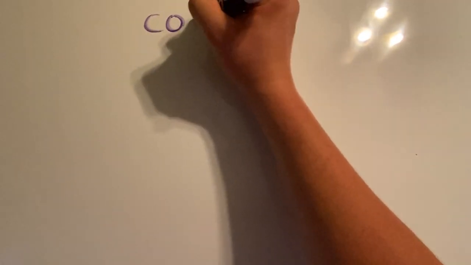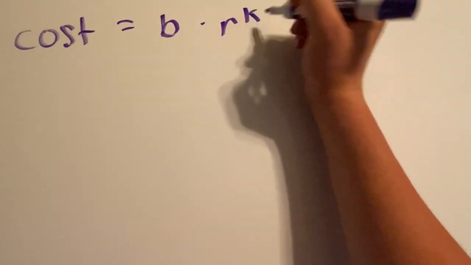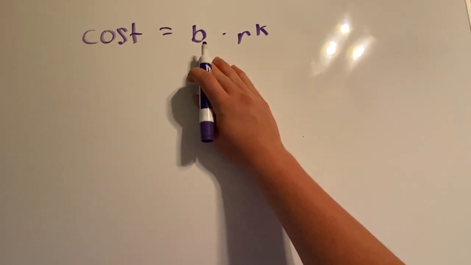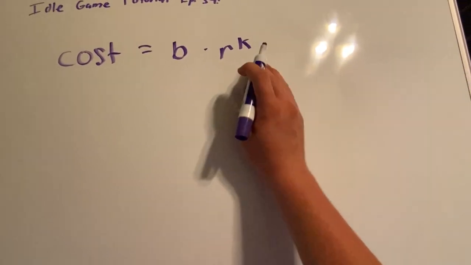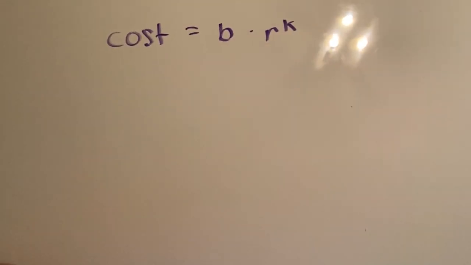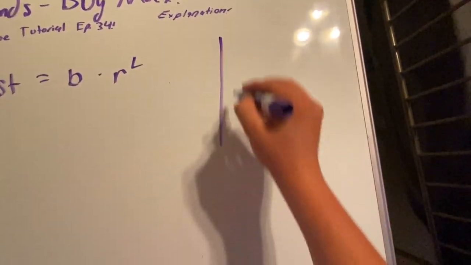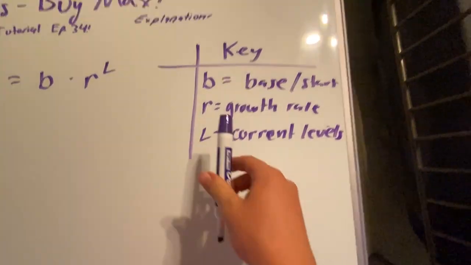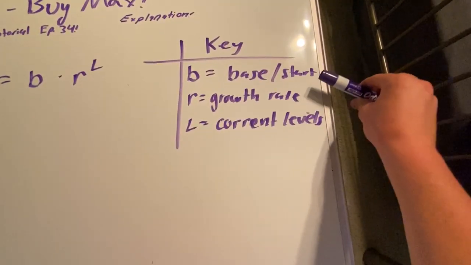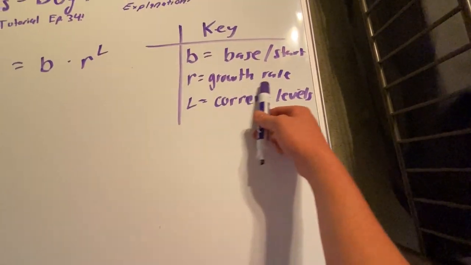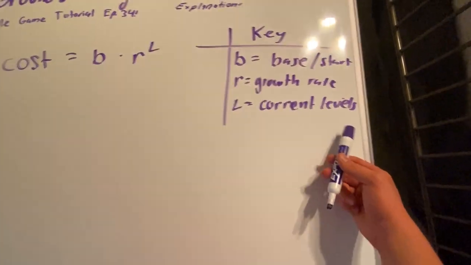So first, our original cost equation comes from something like this, okay? So we have our cost equals base times r to the k. And actually, we can change this k to something like l. So let's have a little key right here. Okay, so we have b, which is equal to the base or the start cost, r is equal to the growth rate, and l is equal to our current levels, okay?